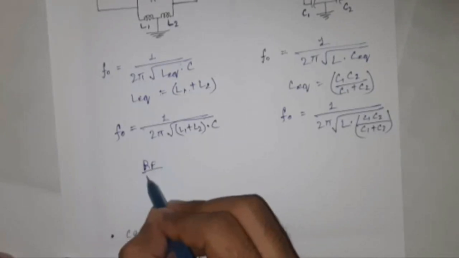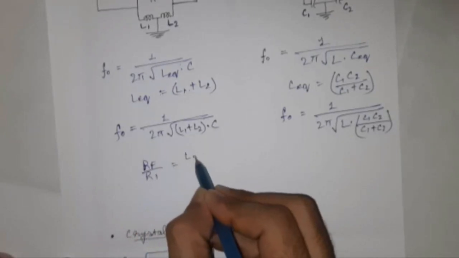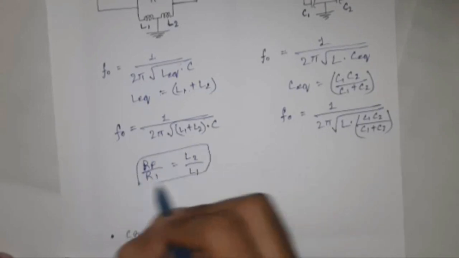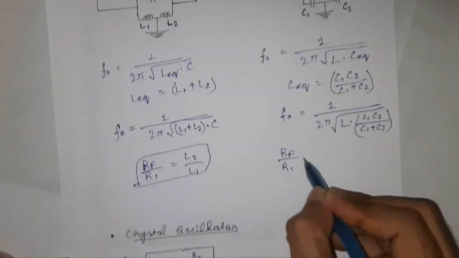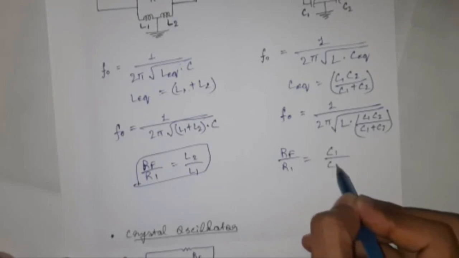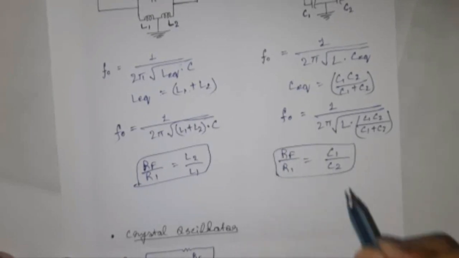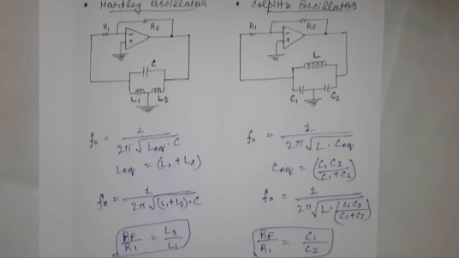RF by R1 is equal to L2 by L1 for the Hartley oscillator. RF by R1 is equal to C1 by C2 for the Colpitts oscillator. So the comparison of the Hartley oscillator and Colpitts oscillator is in front of you. You may take a screenshot for future reference.